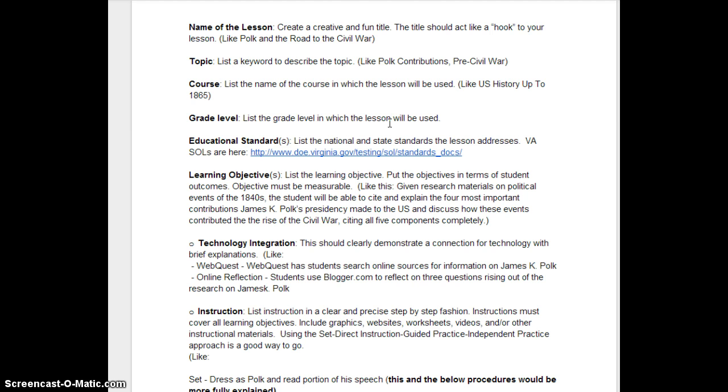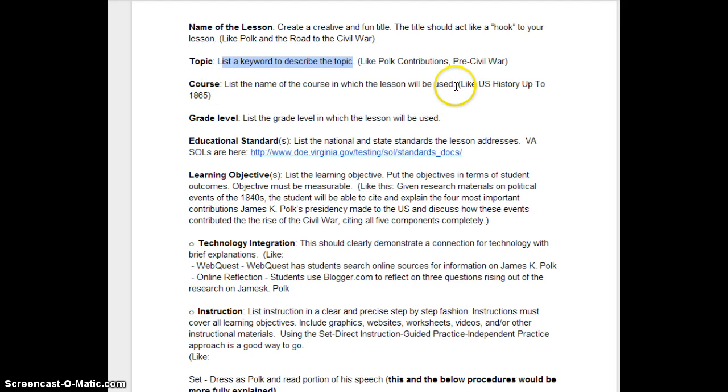All right, so the first section, name of the lesson, obviously it's something fun, interesting. The title should be a hook to your lesson, is what the instructions say. And I just put, as an example, all the examples are in parentheses, Polk and the Road to the Civil War. Maybe not that interesting and creative and fun, but it's a little bit of a depressing topic. The topic itself, put Polk contributions in pre-Civil War. So the key words to describe what the topic is.